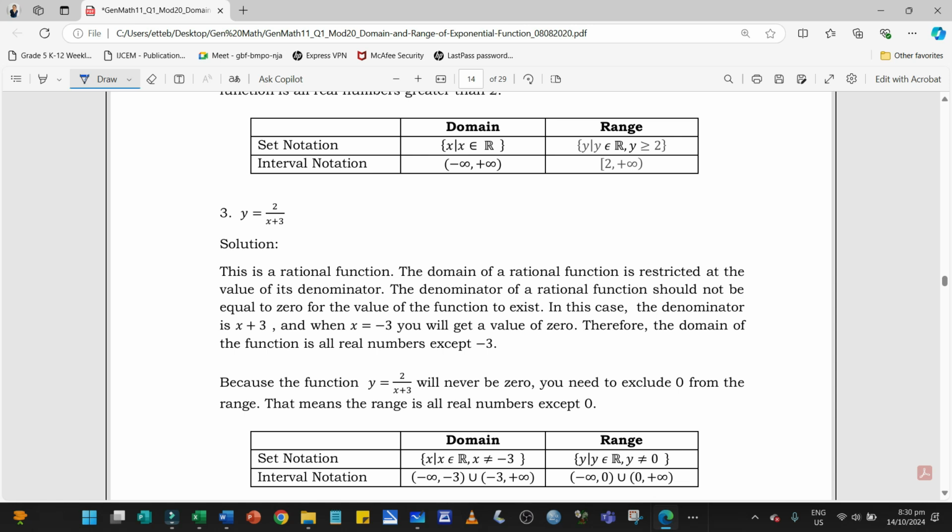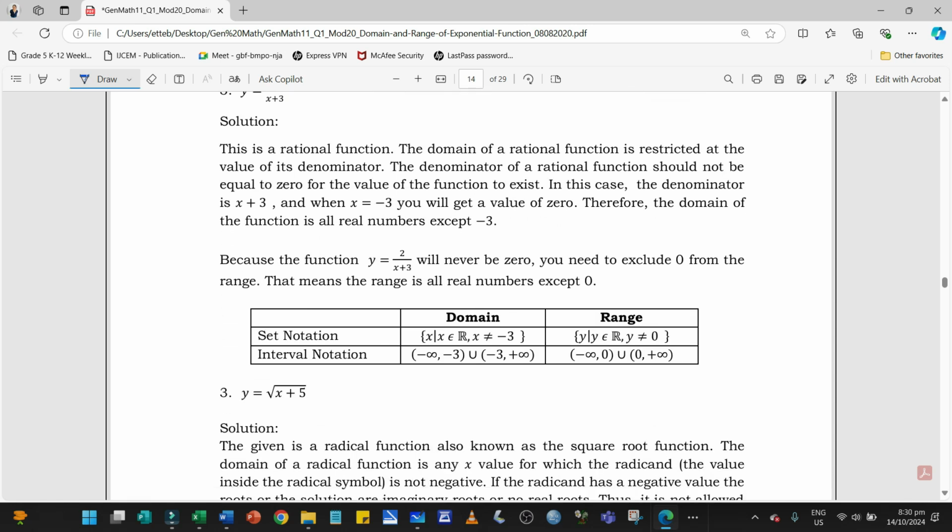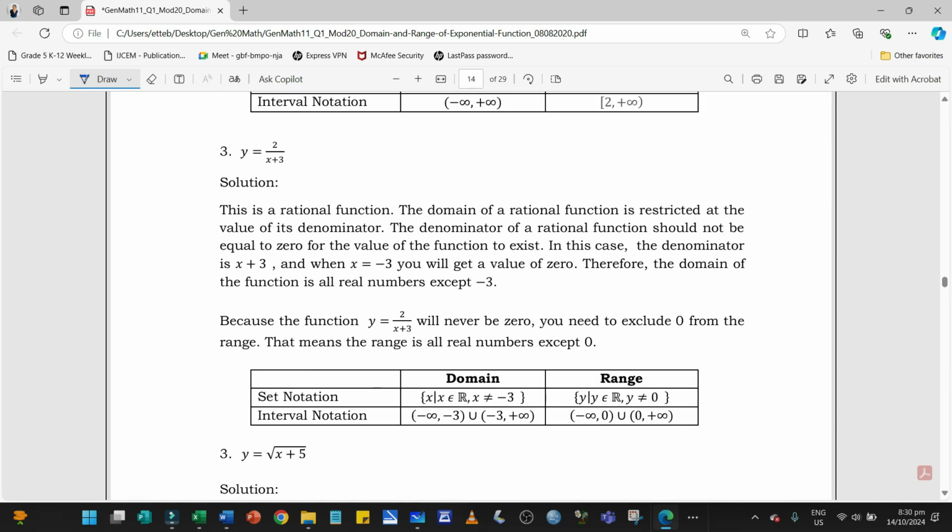Now for number two, why is negative 3 not included? Because remember, this is an example of a rational function in which the denominator should not be equal to 0. That's why we cannot substitute negative 3 in the denominator. So in the domain we have negative infinity to negative 3 union negative 3 to positive infinity. And for the range, we cannot have the value of 0 because we have a numerator that is a constant, 2.